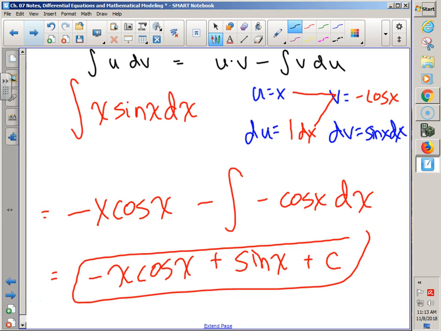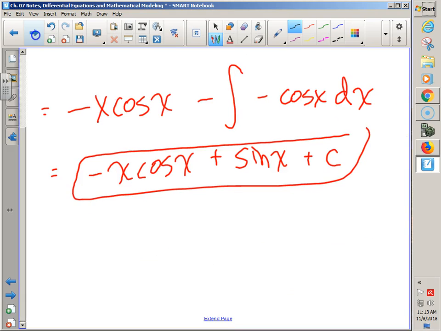I get u and dv out of the integral. So there's my x, there's my sine of x dx. I derived one, I integrated the other, and the formula says take u times v minus the integral of v du, and look at how much easier that is. So the integral of u dv is equal to u times v minus the integral of v du, and then it works? Yeah. How could you check?